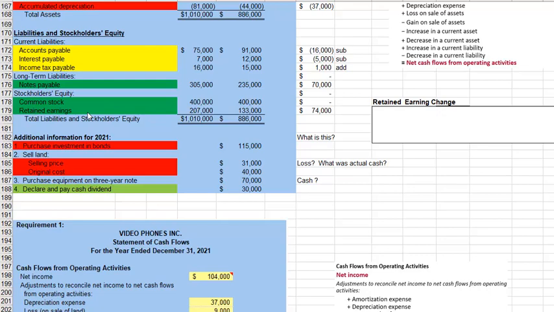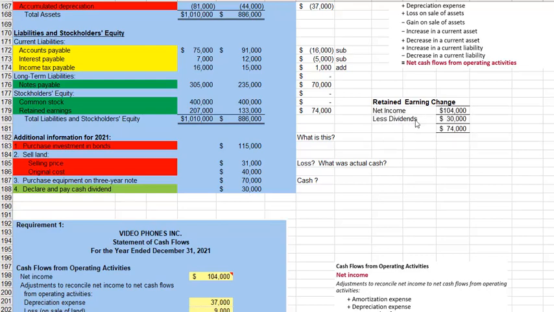The last piece here is retained earnings. Let's be very careful with retained earnings. Remember that retained earnings is made up of add net income and subtract any dividends. Let's take a look at what we have for that. Net income we've already taken care of on the cash flow statement. And we have declared and paid a cash dividend of $30,000. Let's do a quick calculation here on our retained earnings. Retained earnings change. Net income of $104,000 less dividends of $30,000 gives us a change of $74,000. This is exactly what we're seeing here in our calculation.